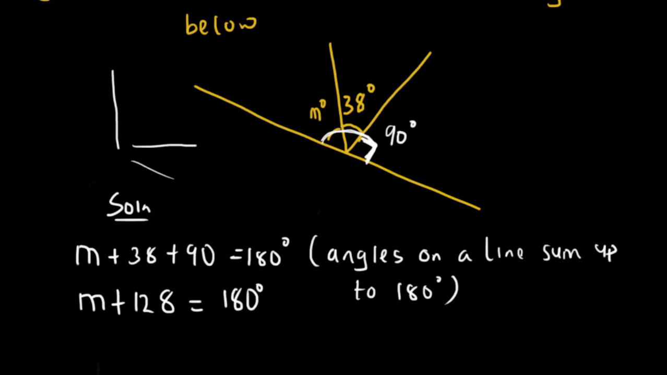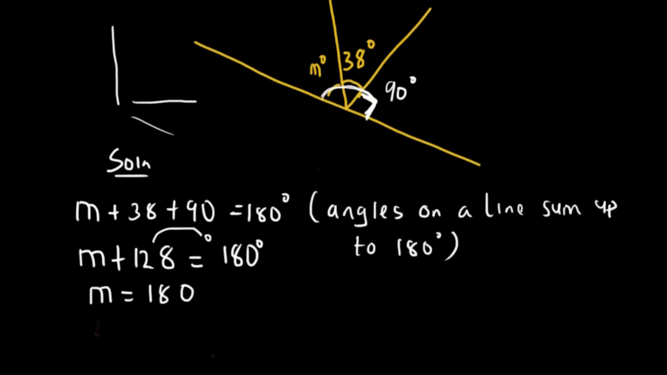We collect like terms. 128 goes to meet 180. So we'll have M equals 180. When plus 128 crosses the equal sign, it becomes minus 128. Do you understand? So M equals 180 minus 128. 10 minus 8 is 2. Then we have 7. 7 minus 2 is 5. So M equals 52 degrees.